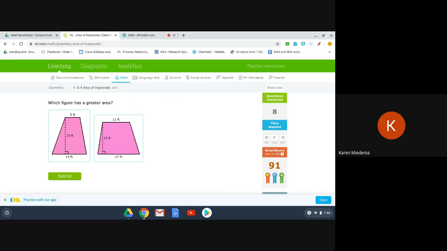Okay, for this assignment, you need to have a 90 or better. This question is just like the last one, so I'm not going to go ahead and do this one. But again, go ahead and do S.4 Area of Trapezoids, and you need a score of 90 or better. You could always pause the video if you need to and copy down all the notes. If you get any wrong, make sure that you're reading the feedback.